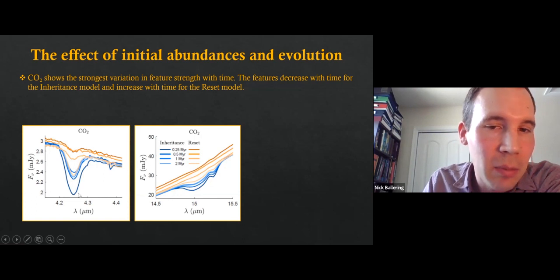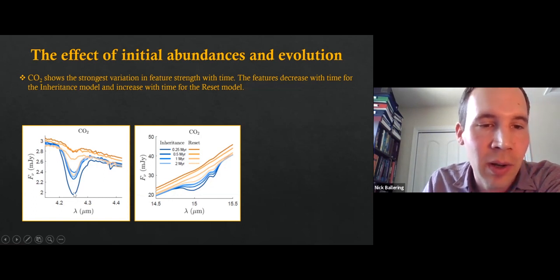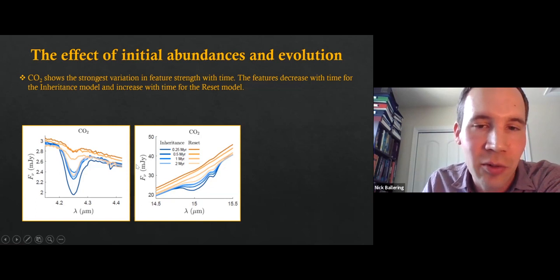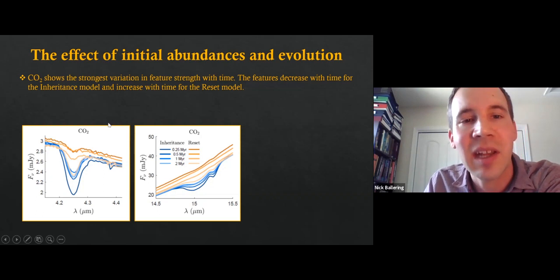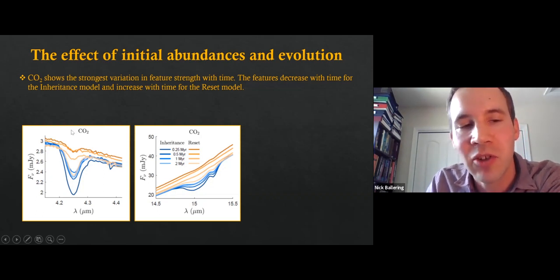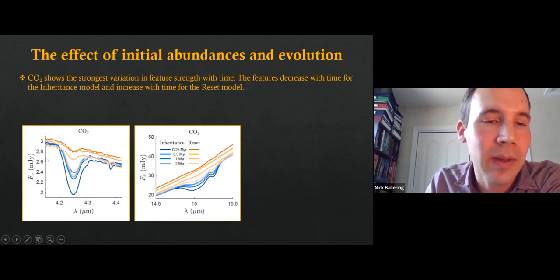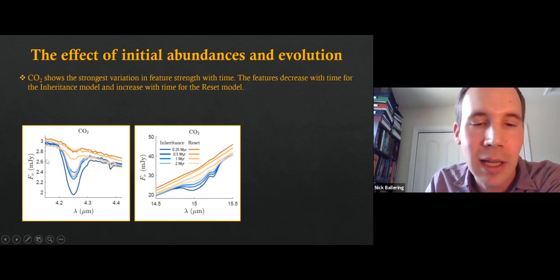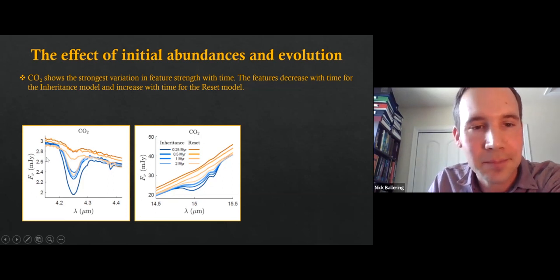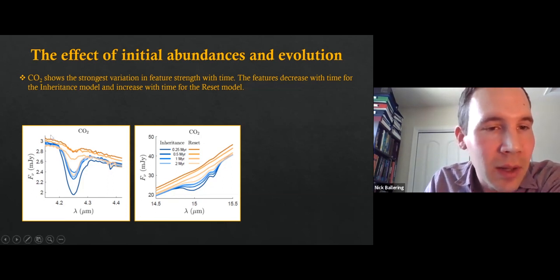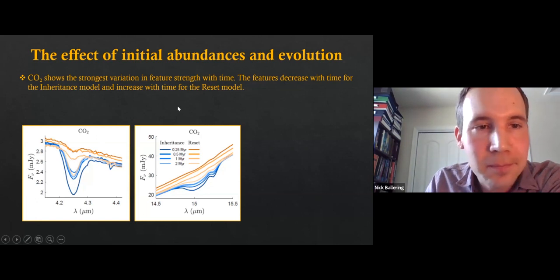So you can see that for the inheritance model, the feature starts out stronger and weakens with time. And the reverse is true for the reset model, where the feature starts out a little weaker and grows in time. This was the same pattern we saw for how the ice abundance was changing in that upper and outer region of the abundance distribution from the chemical models. Again, suggesting that these types of observations are strongly probing that particular region of the disk. Also note that these tiny wiggles in the curves are just noise from the radiative transfer. They're not real features.